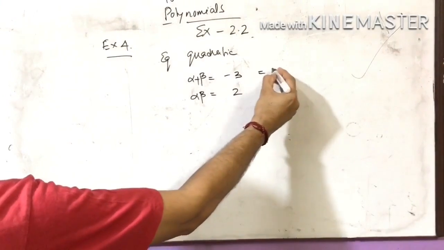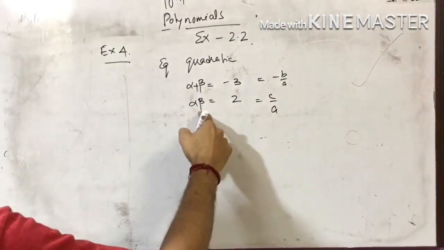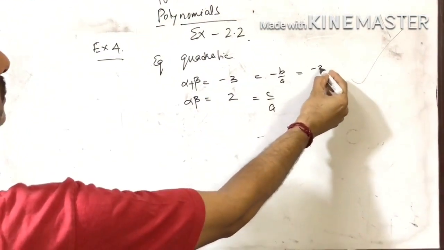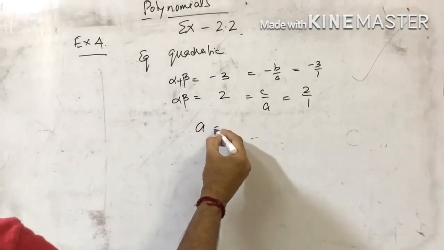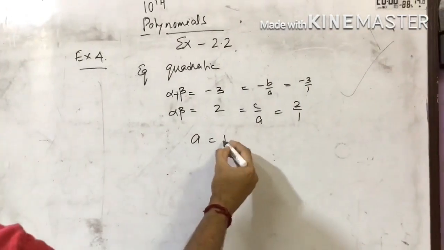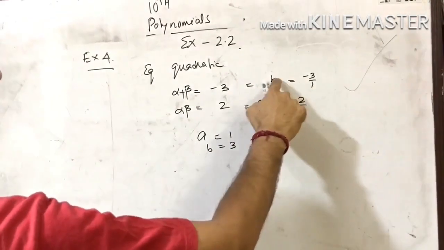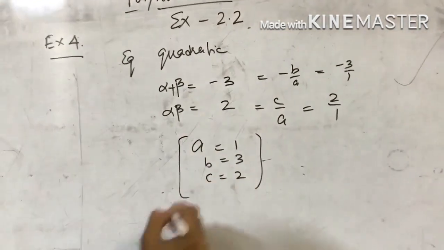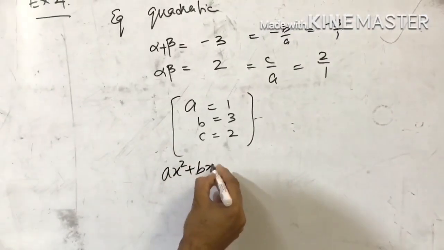As you know, the sum of the roots is minus b by a, and the product of the roots is c by a. So you can think it is minus 3 over 1 and it is 2 over 1. By comparing these ratios, a will be 1, b will be 3, because this minus will cancel this, and c will be 2. Now you know all three values. So what should be the equation? The basic equation is like this: ax square plus bx plus c.